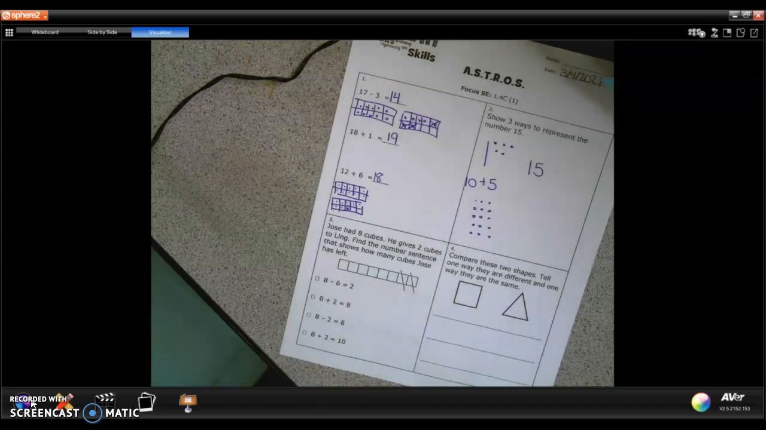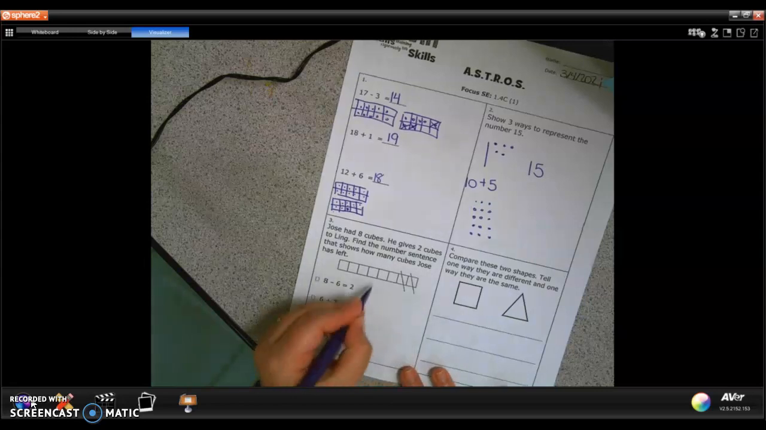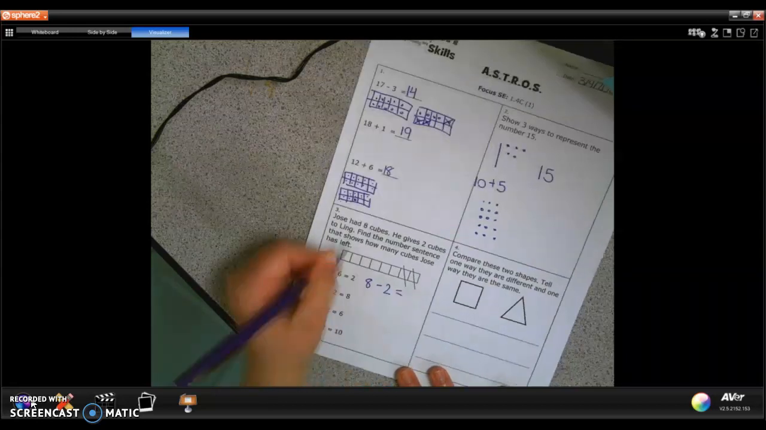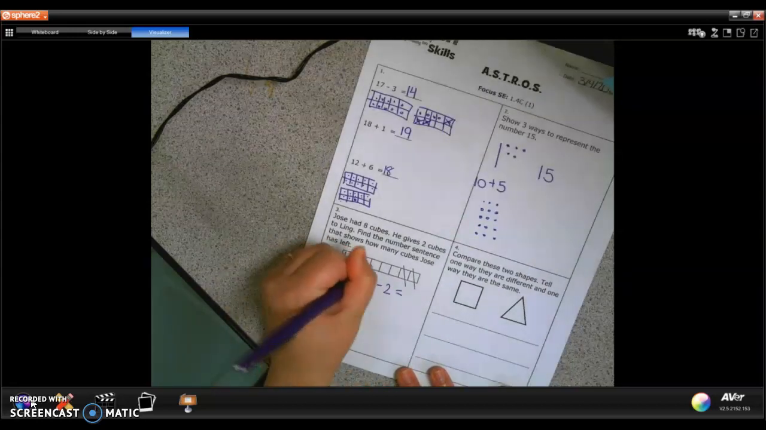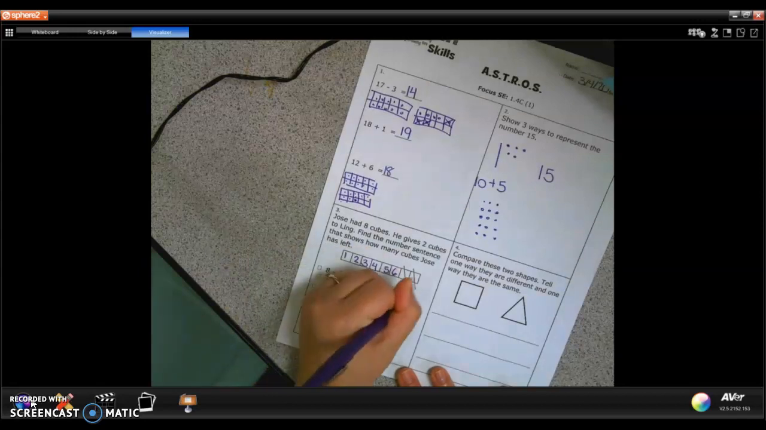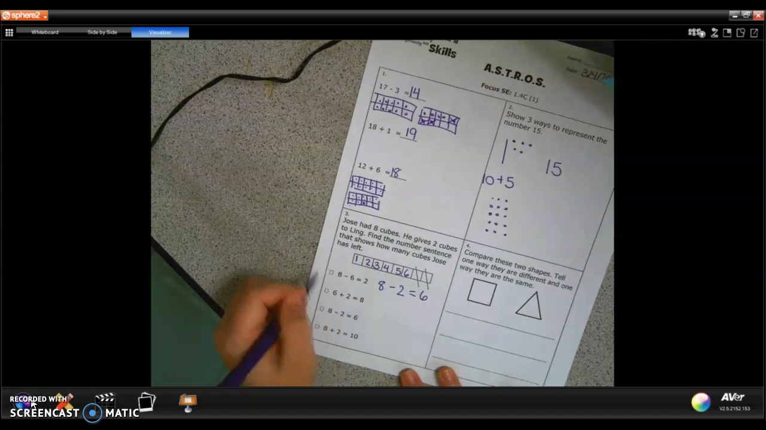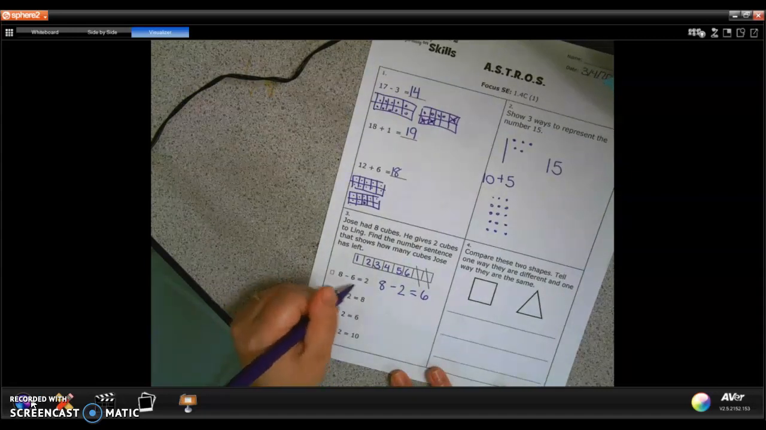Jose has 8 cubes. He gives 2 cubes to Lane. Find the number sentence that shows how many cubes Jose has left. Well, I know he has 8 cubes, and I know he's separating, so I'm going to be losing 2. And I know when he loses 2, he's left with 1, 2, 3, 4, 5, 6. So I'm looking for a number sentence that's going to look similar to this. So this one says 8 minus 6 equals 2.